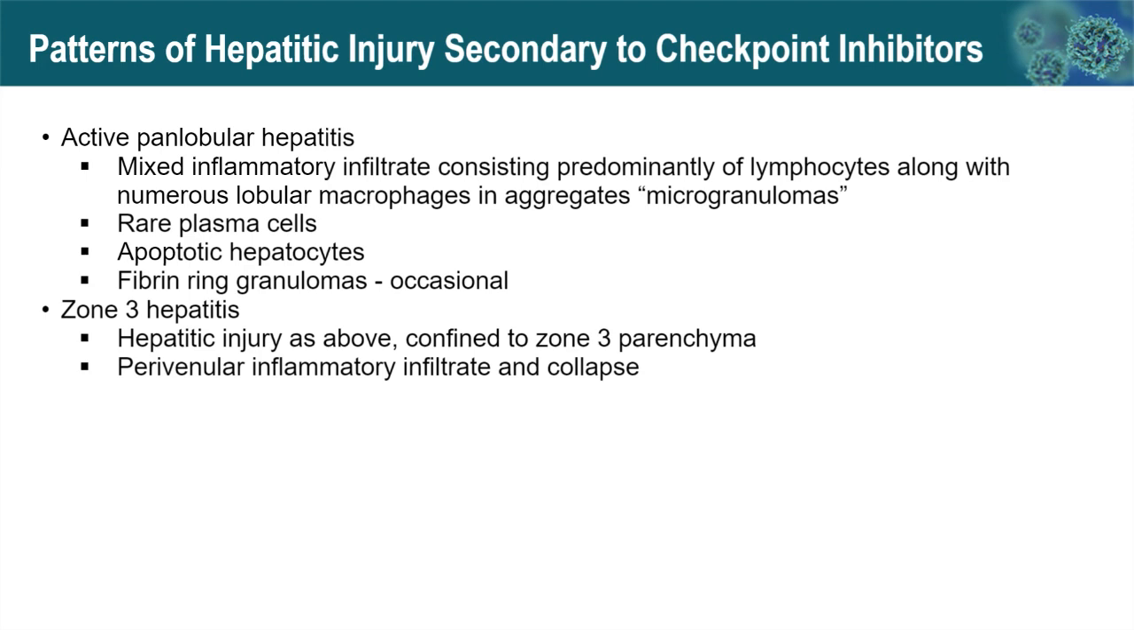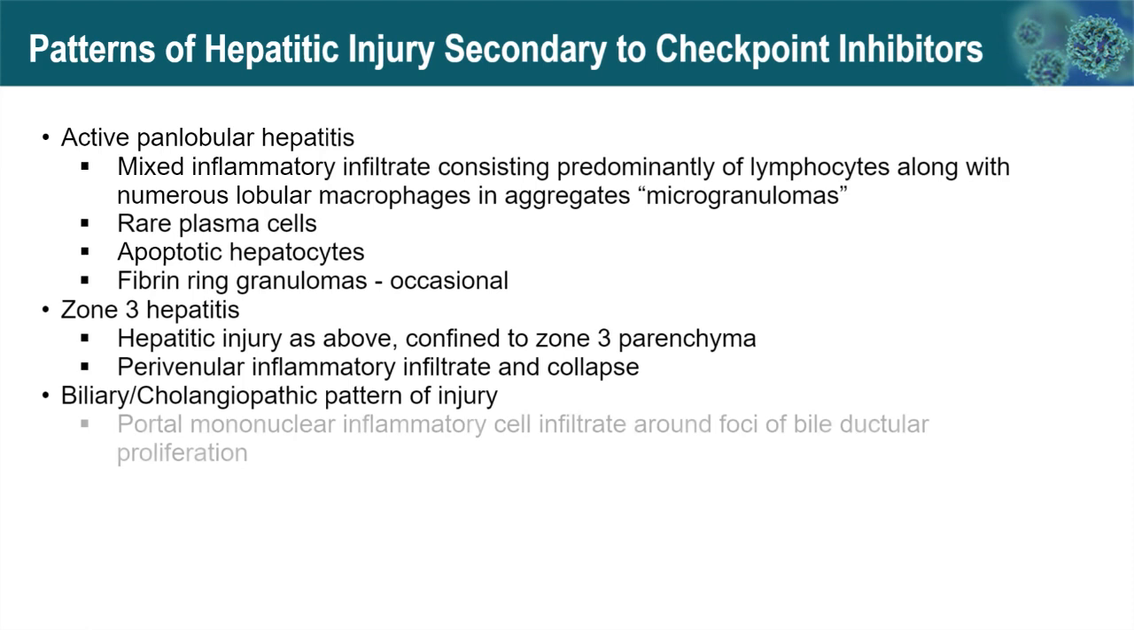The next pattern of injury is a biliary or cholangiopathic pattern of injury. This pattern of injury is not as frequent as the first two patterns of injury described here. However, it is composed of a portal mononuclear inflammatory infiltrate around foci of bile ductular proliferation.